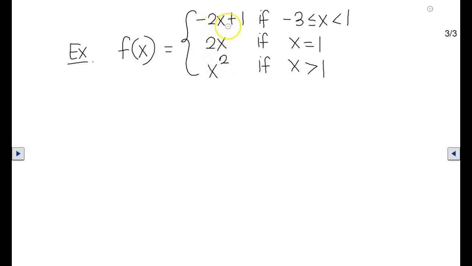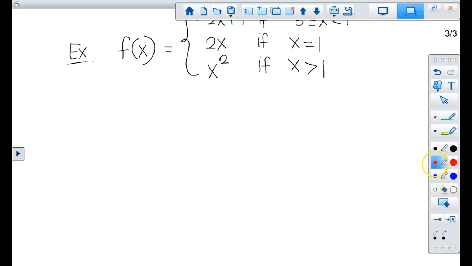The rule will be negative 2x plus 1 if x meets this criteria. It'll be 2x if x meets this criteria, and it'll be x squared if x meets this criteria. So notice that with each rule, you get a piece of the domain where that is the rule that you would use. All of this over here is your domain.